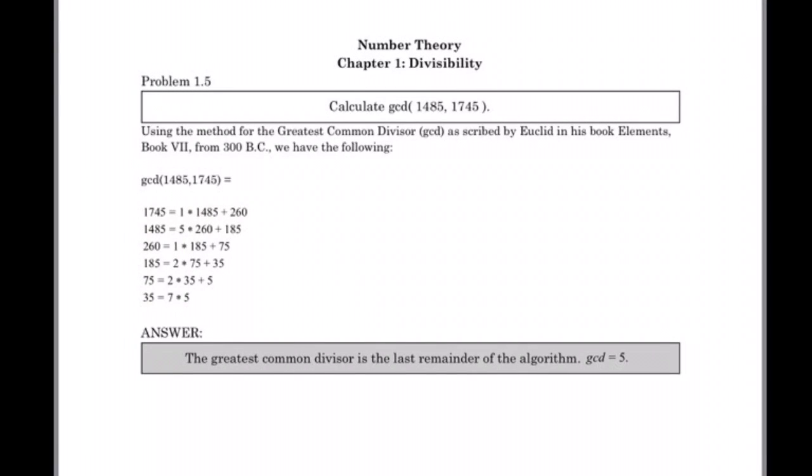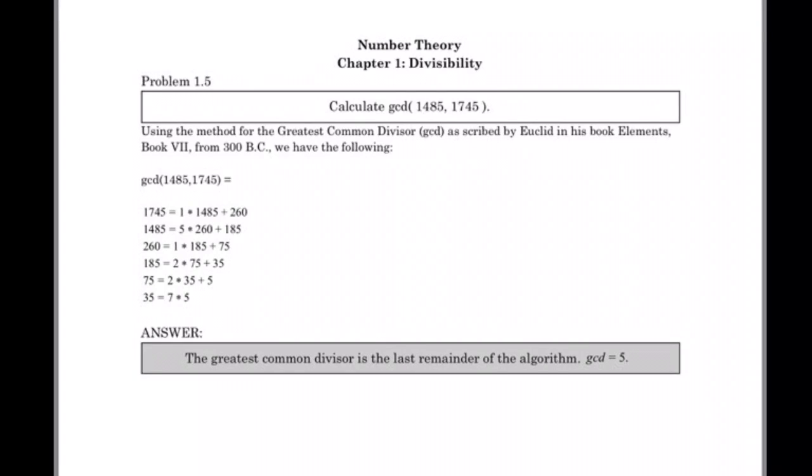Problem 1.5. Calculate the greatest common divisor of 1,485 and 1,745. For this problem, we'll use the method described by Euclid in his Elements, Book 7, from about 300 BC. The way the algorithm works is you take the larger number and represent it as the smaller number times a multiple plus a remainder. So here we have 1745 equals 1 times 1485 plus a remainder of 260.